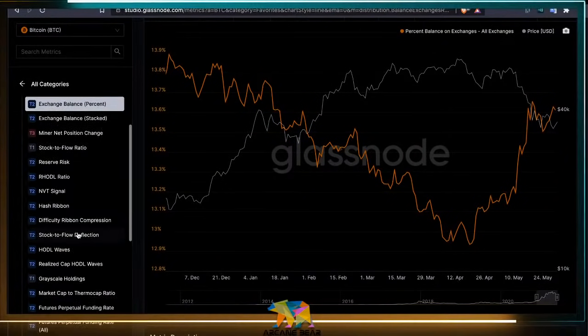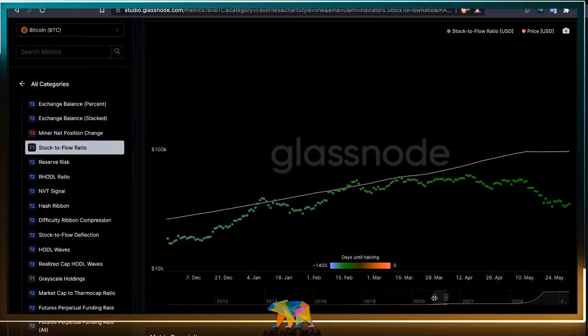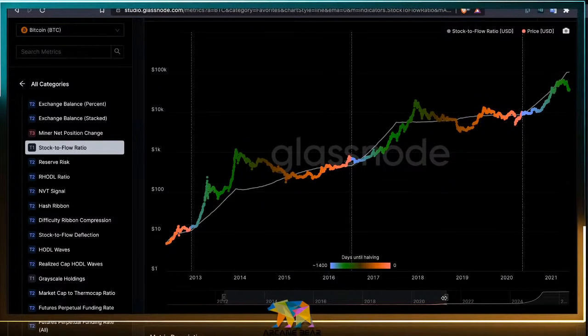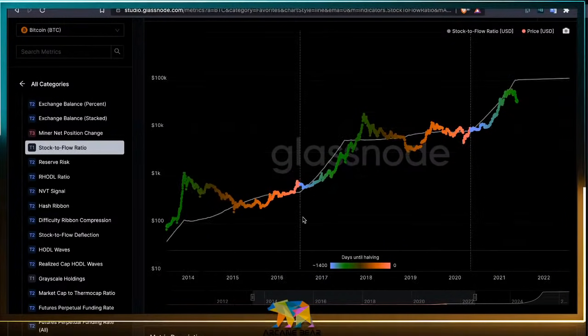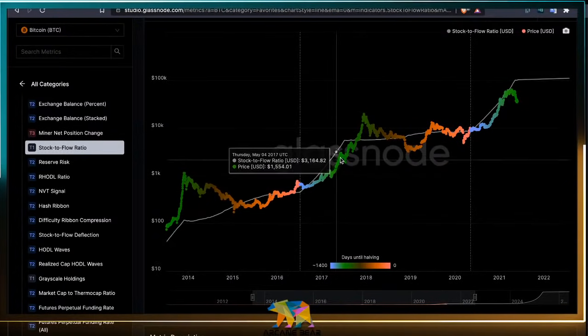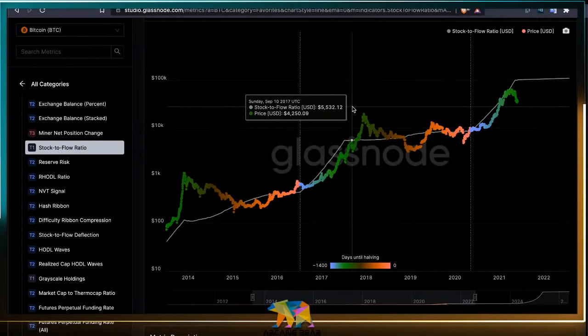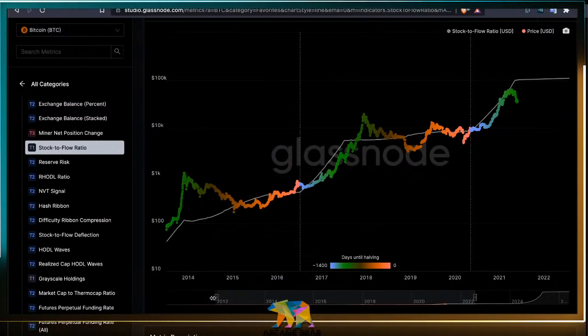stock to flow model. So I'll actually go to the stock to flow ratio. For those of you that don't know, the stock to flow model has been quite accurate for many years now. And generally what we see is a run up of price following below the stock to flow model during the halving and then a break above. Now we've seen that every time in the past, right?